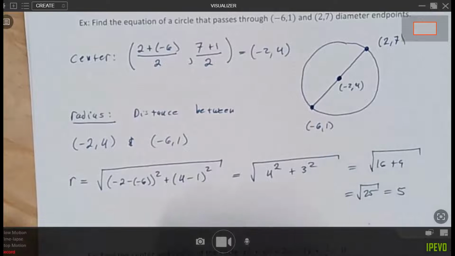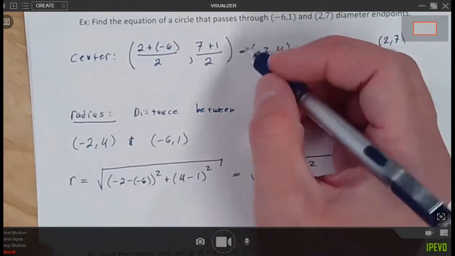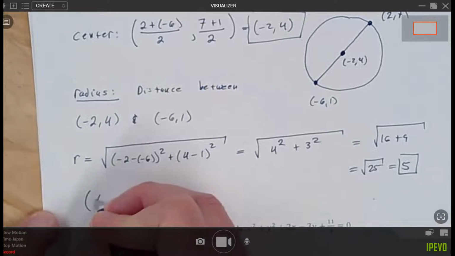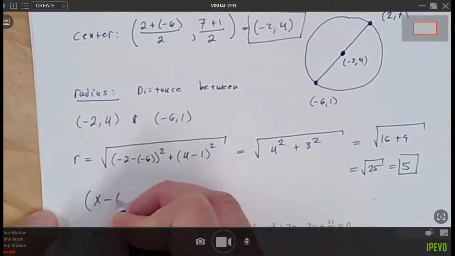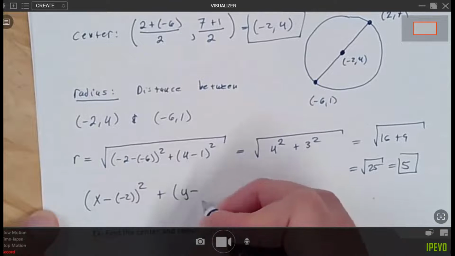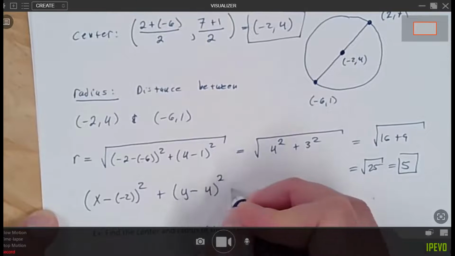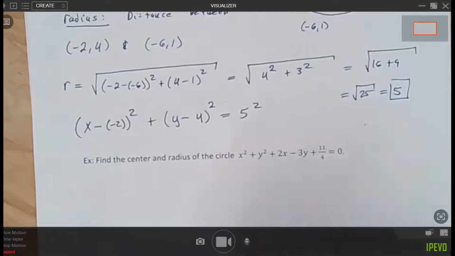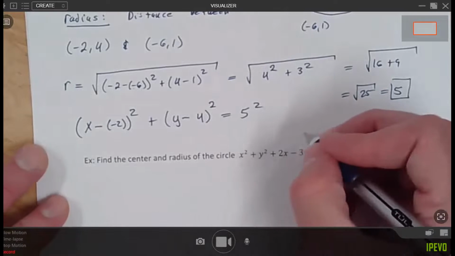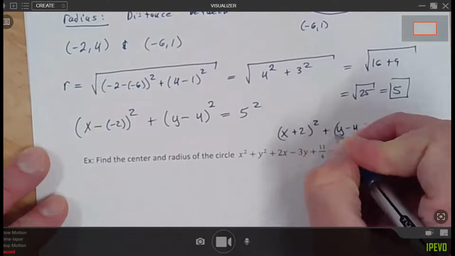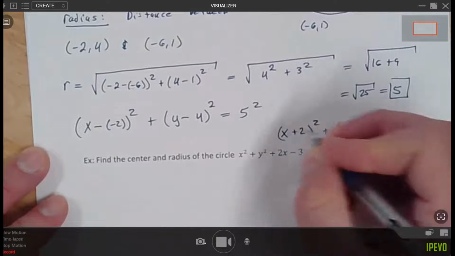And now we're going to write the equation. I know the center is -2, positive 4. I know my radius is 5. I know the standard equation. It's going to be x minus the x coordinate, which is -2, squared, plus y minus the y coordinate, which is 4, and then it's equal to the radius squared. And if I were writing this in a more simplified form, I would probably write it as x plus 2 quantity squared plus y minus 4 quantity squared equal to 25.